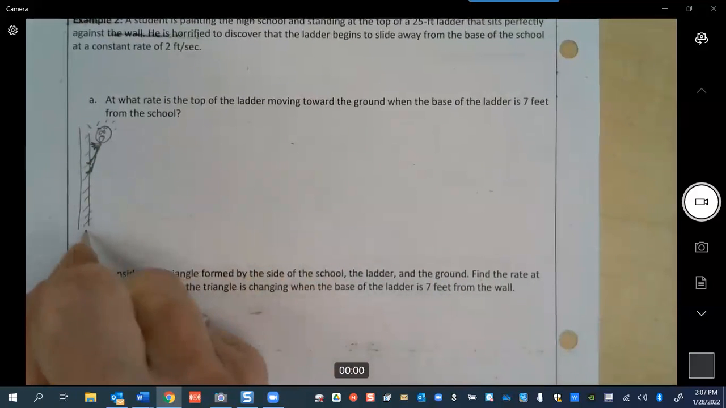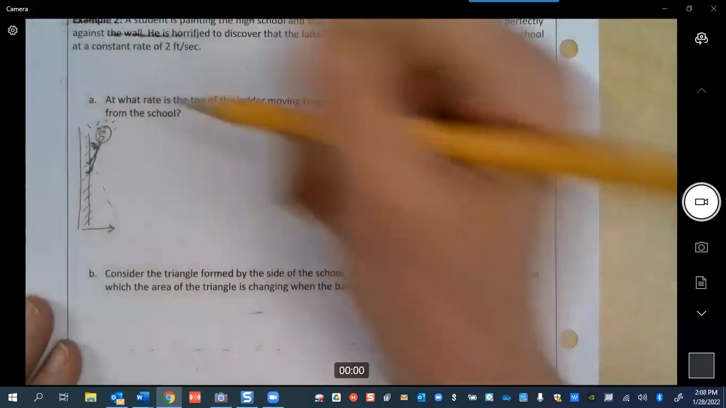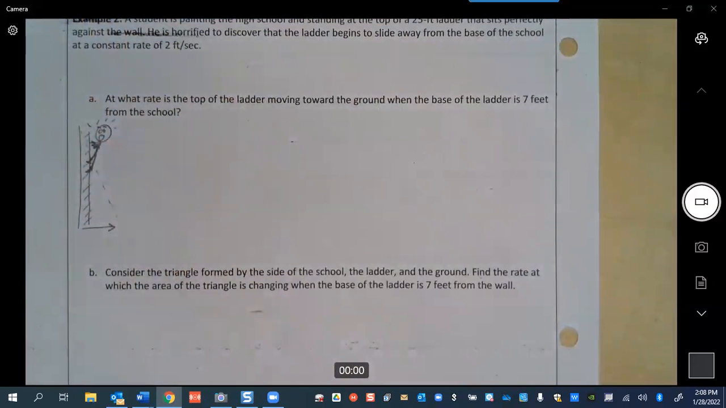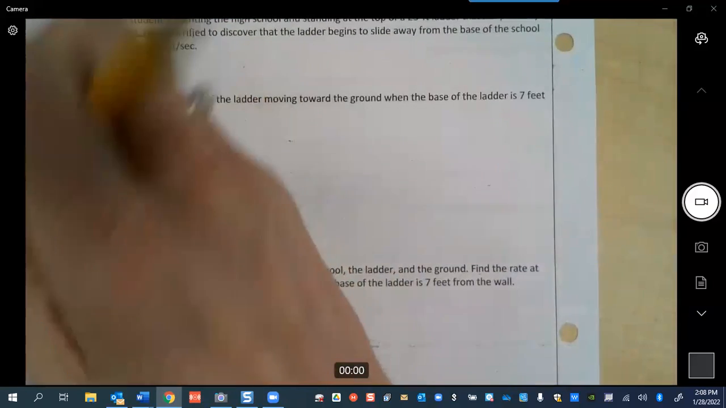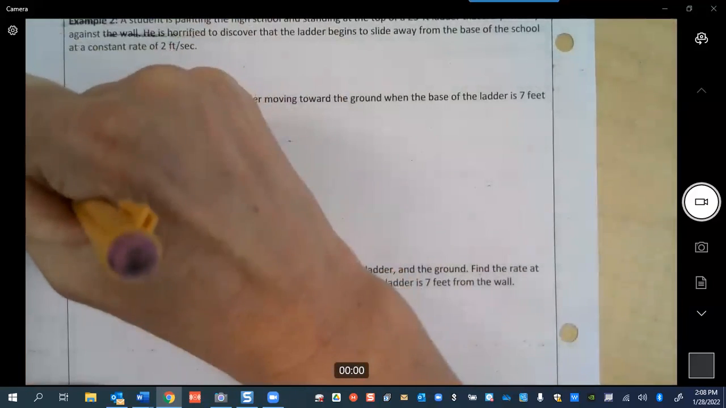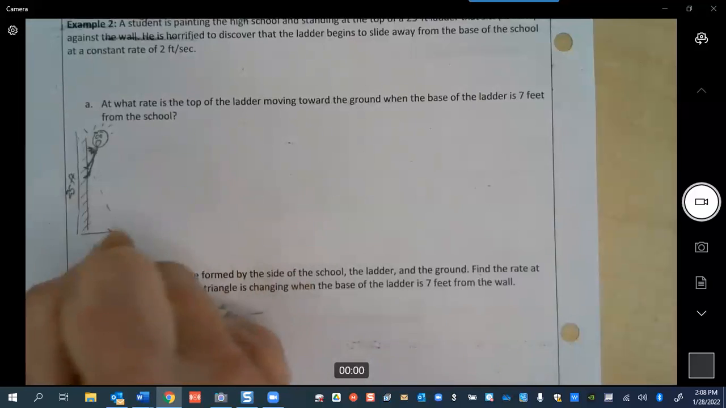Because what's happening is the base of the ladder is traveling this way. It's moving away from the school. All right. What do we know? We know that it's 25 feet. Right? It's just perfectly legible. It's horrified to discover that it's sliding away from the base of the school at a rate of 2 feet per second.